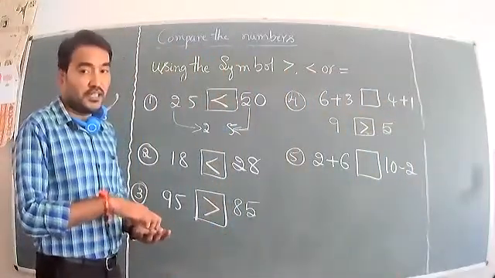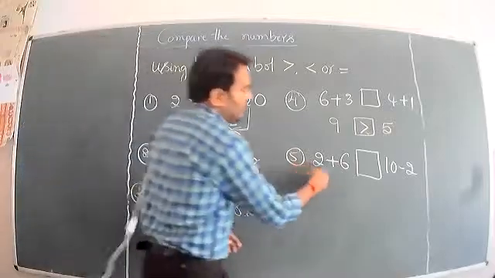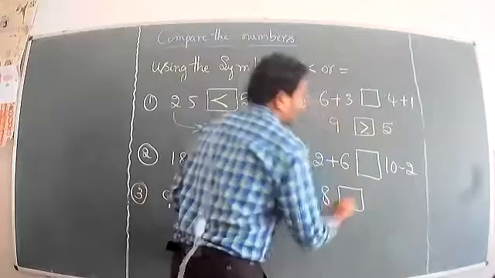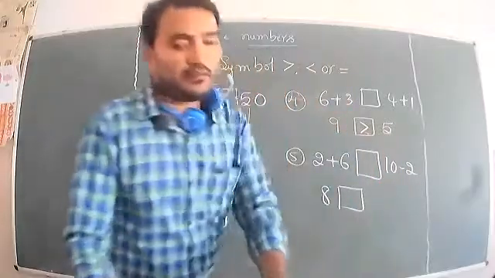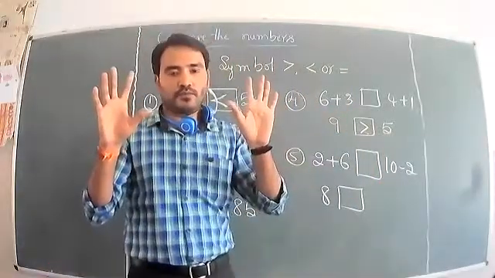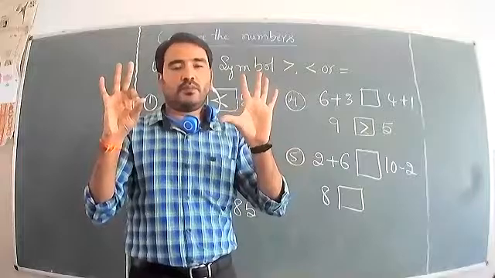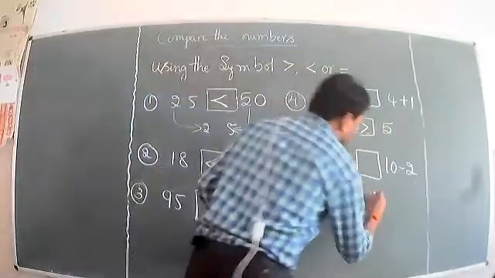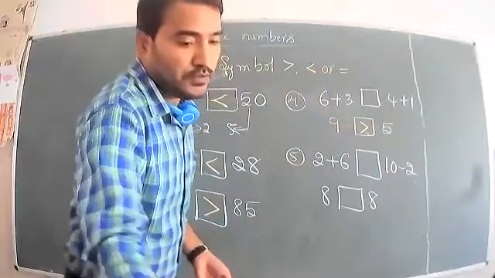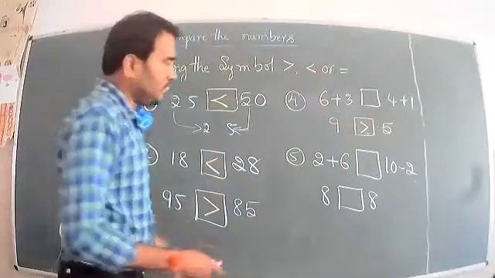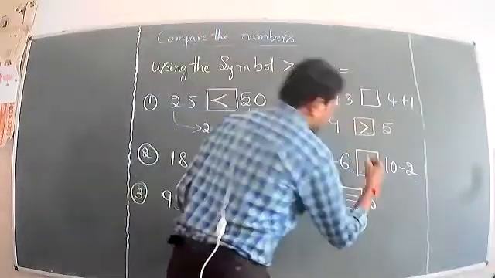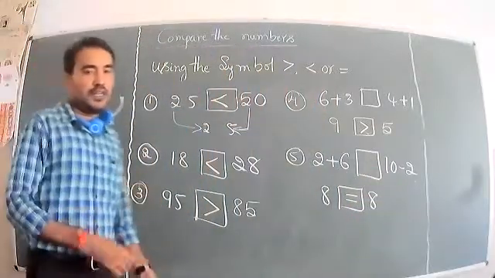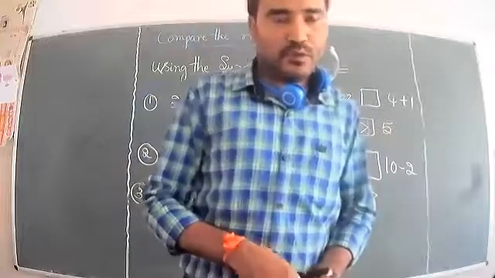Here addition is there, we get the sum. 2 plus 6, first simplify. 2 plus 6 is 8. 10 minus 2, remaining 8. So now what do we write? The numbers are equal on both sides, so we can use the equal to sign. Examples of this type are given in the textbook, page number 7. You have to finish it.